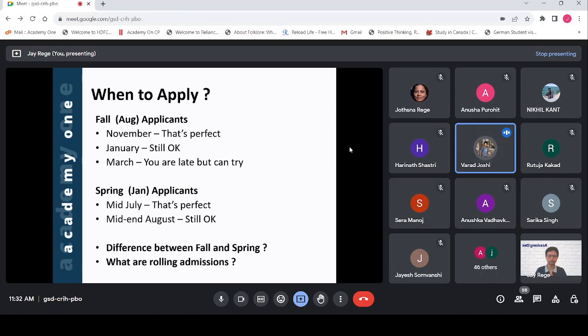Yeah, actually, I had one question. You might cover this later, but I just wanted to know, few universities emphasize priority deadlines. So, what are they, and what is the benefit of applying in the priority deadline?